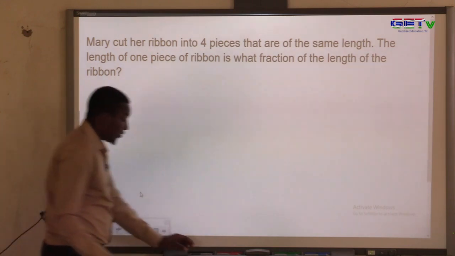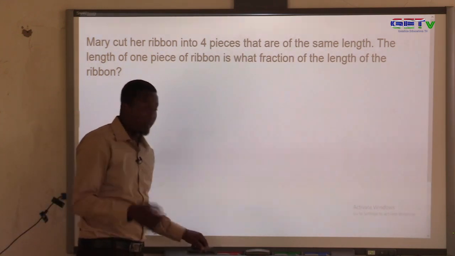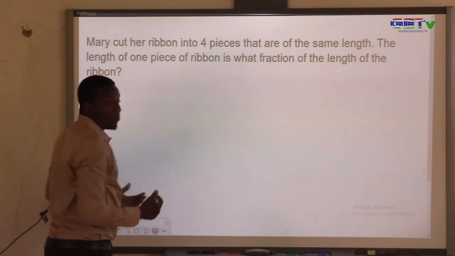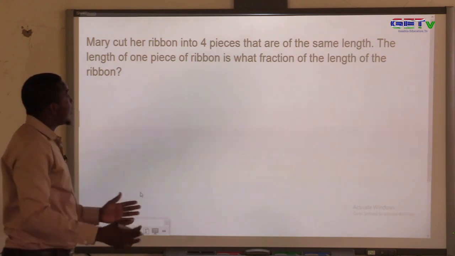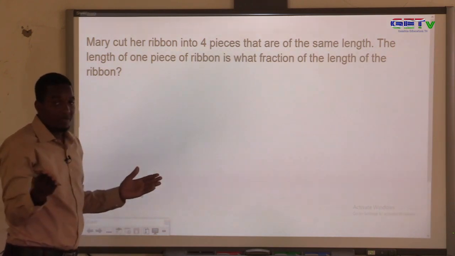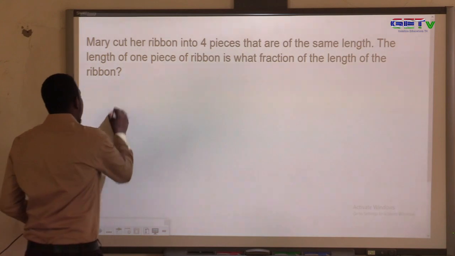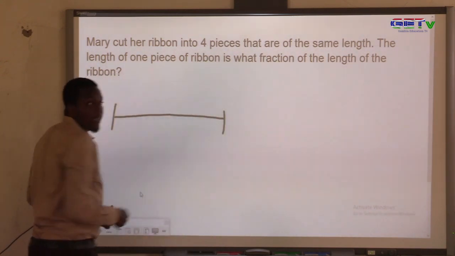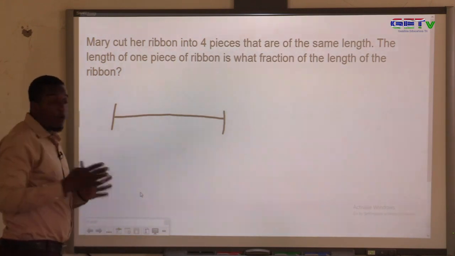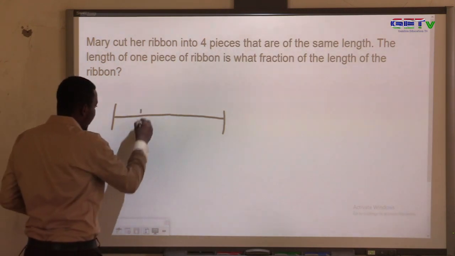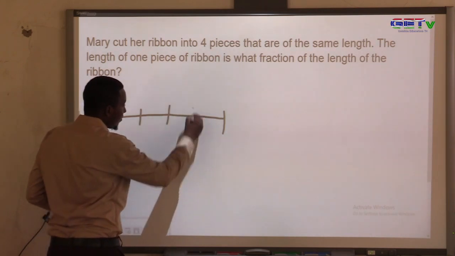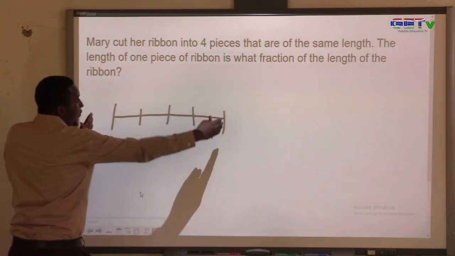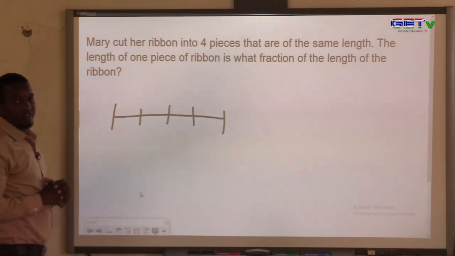Mary can be any individual. If you are lucky that your name is Mary, know that we are using your name. We have a ribbon. It can be of any length. But what Mary did is cut the ribbon into 4 equal pieces. So let's say this is the ribbon, and that's the length. It starts here and ends there, and is divided into 4 pieces. Let's say Mary decided to do this. Mary decided to cut the ribbon into 4 pieces.